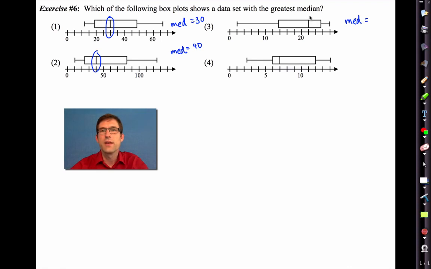On this one, the median's right here, and that's going by 2s, a 22. And here, the median's right here, and that's a 7. So it looks like choice 2 has the greatest median. All right, that's it. So quartiles, medians, etc. Pause the video now, write down what you need to, and then let's finish up the lesson.